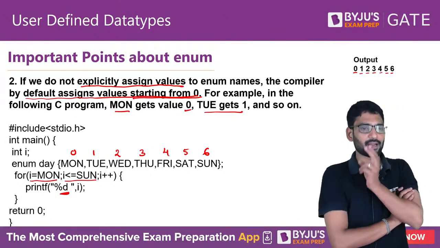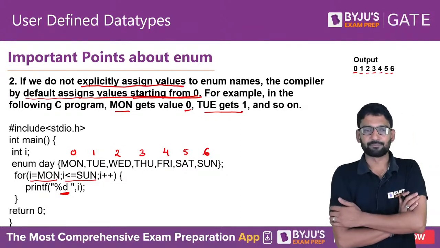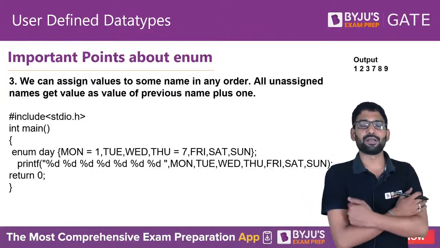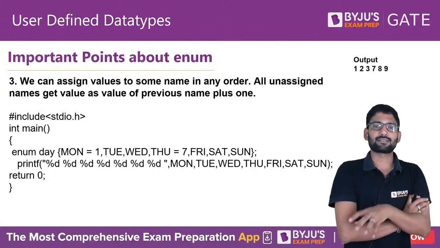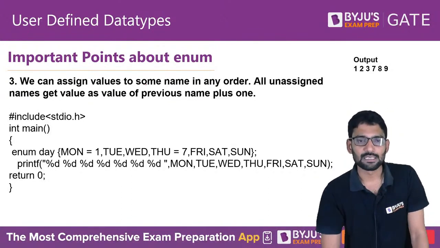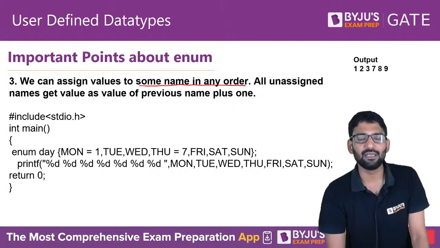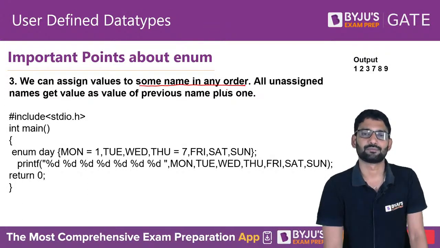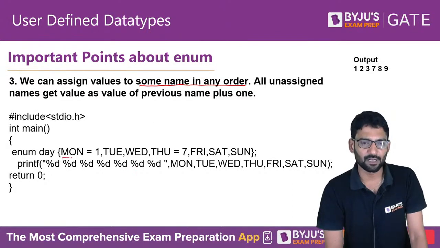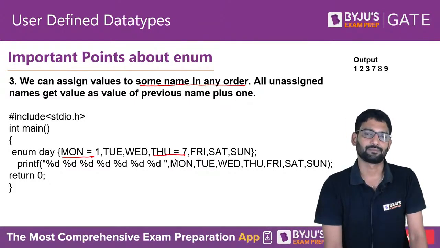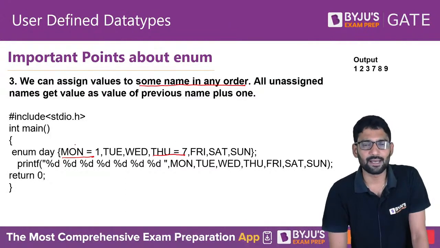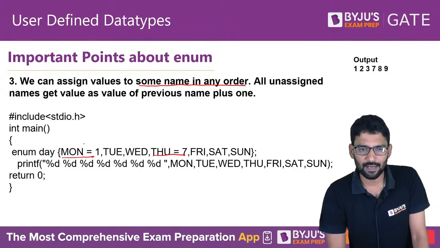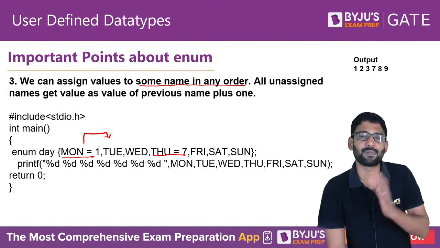Okay, this is the second important point about enum. And the third important point, you see, is that we can assign values to some names in any order. Here, I have given Monday 1, Thursday 7. So look at this. Monday's value is 1, which means Tuesday's value would be its previous value plus 1.